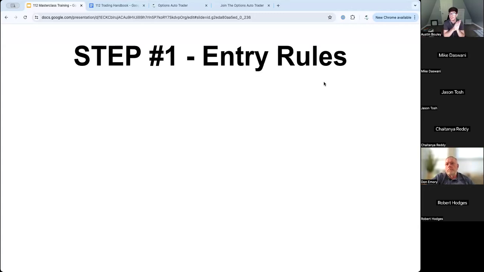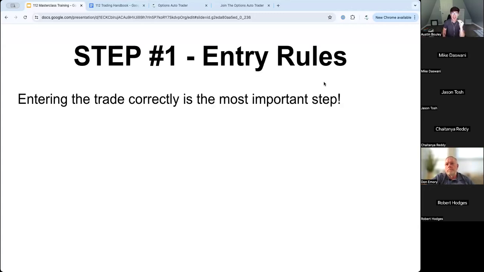Now, let's dive into these specific rules for it. How do we enter it? Entering the trade correctly is the most important step. If you mess up how this works, then you're going to put on a different trade that's not a 112, and you could lose thousands. I've seen that happen to a few traders where they try to put on a 112 trade but do it incorrectly, or they structure the strike prices wrong, and then they lose thousands, and I don't want that to be you. So make sure you pay attention to this.